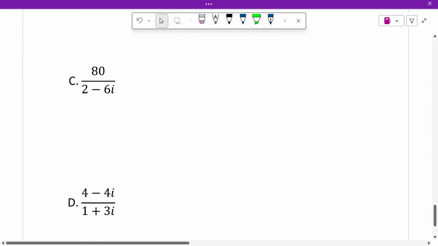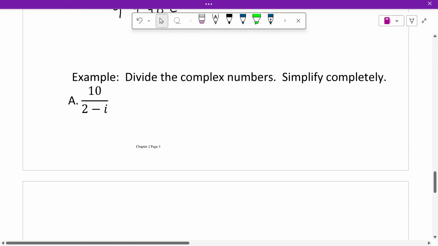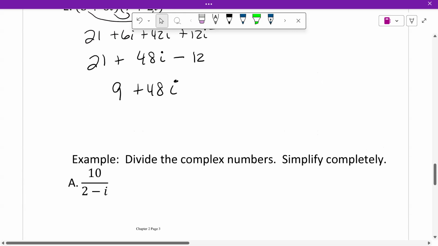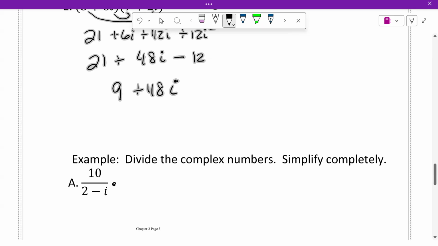Yep. Fractions. All right. We can't leave square roots in the denominator, so we can't leave I's in the denominator. So to get an I out of the denominator, if it's just an I, we multiply by I. But most of these won't have just I's. They'll have another number in there. So we're going to have to multiply by the conjugate of the denominator on the top and bottom.